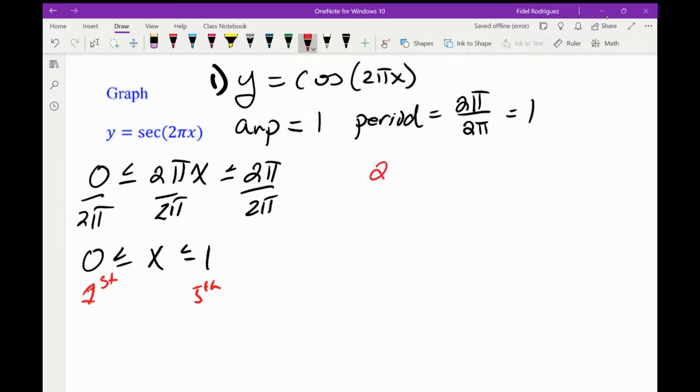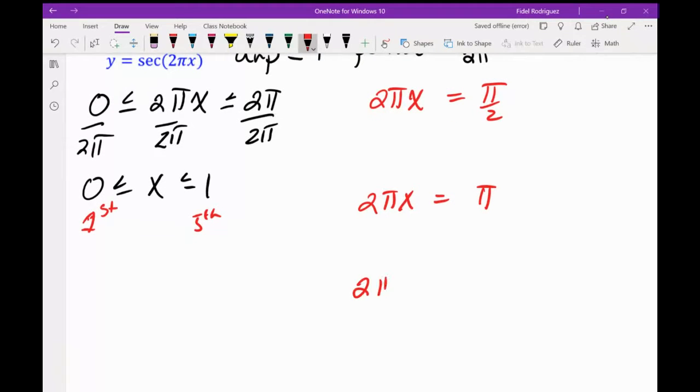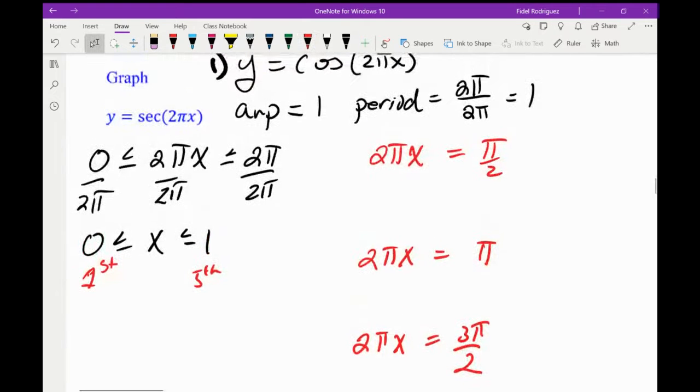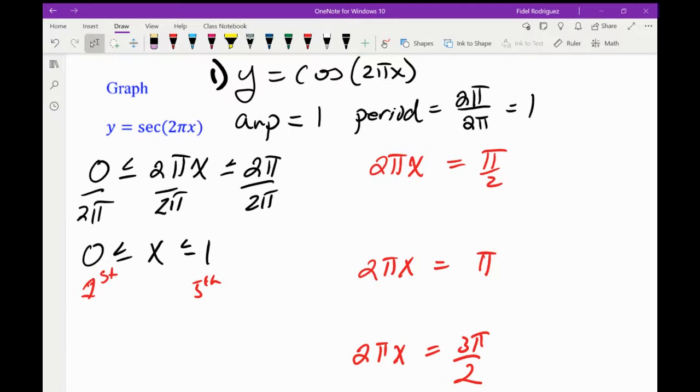And so now we're going to solve each of the other ones. We're going to go 2 pi x equals pi over 2. 2 pi x equals pi. And 2 pi x equals 3 pi over 2. Right. So far, so good? Can I do what I'm saying? Yes. All right. So, guys, I want to give you all a second, and you tell me what you get for each of these.